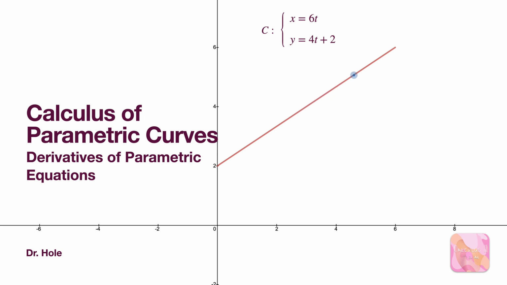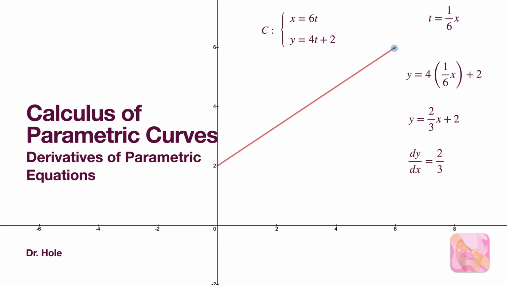Here we have a red line segment, nice and straight. We watched a blue dot traverse that line segment, given by parametric equations, x equals 6t, y equals 4t plus 2. If we take the first equation, solve for t, and plug that into the second equation, we recover a regular rectangular equation of this line, y equals mx plus b. The m is the slope of the line, here 2/3.